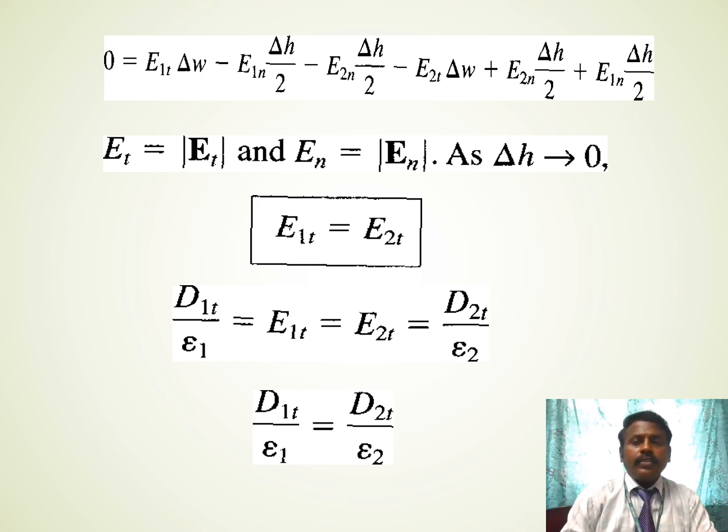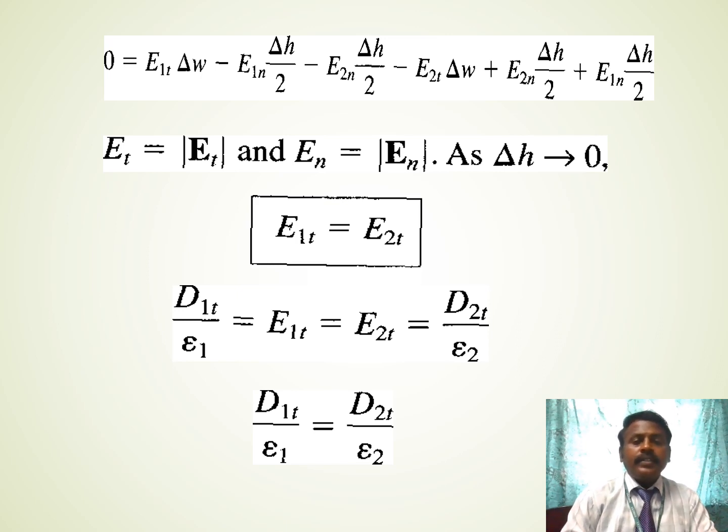This is the equation for the entire range over the rectangular surface we consider for the boundary. Here Et is the magnitude of the tangential component and En is the magnitude of the normal component. We consider del h equal to 0 because we are at the boundary. So E1t equals E2t.